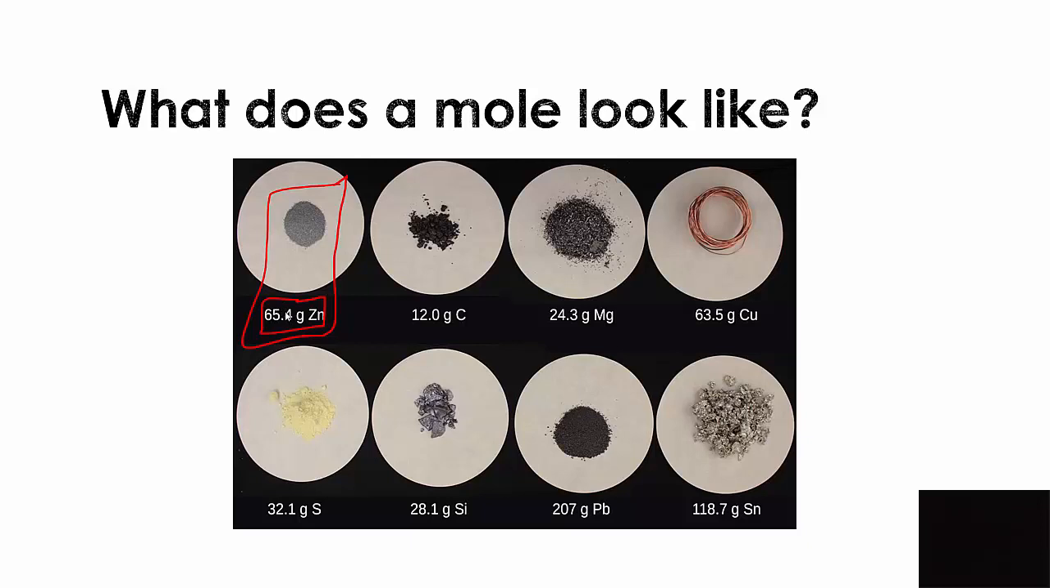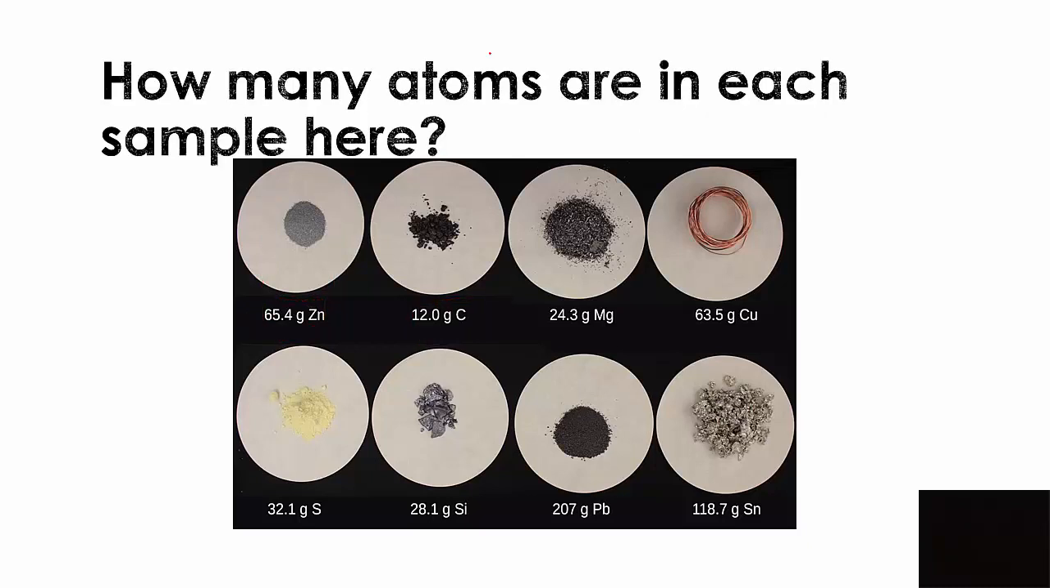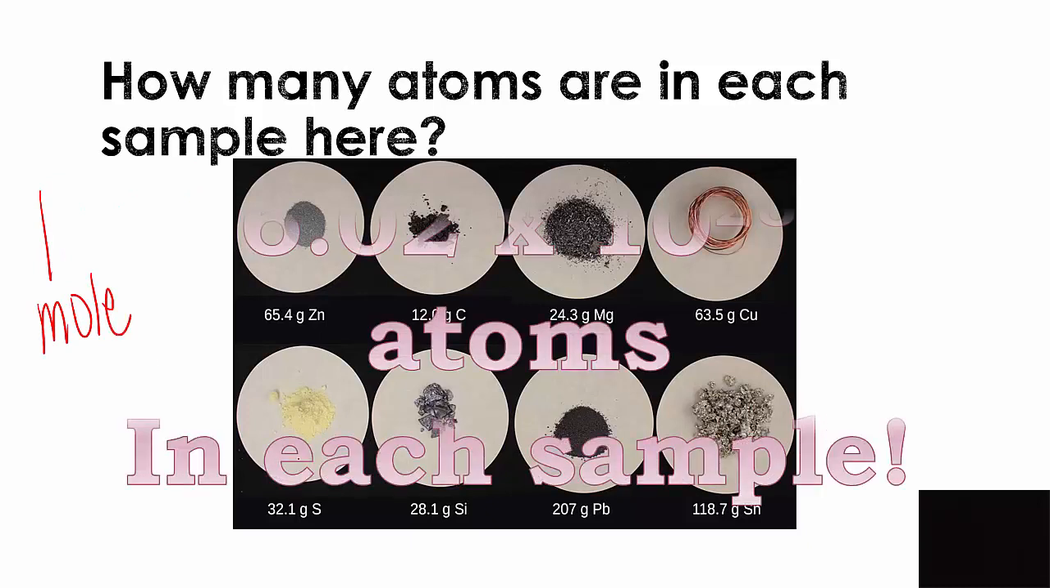Okay, pause for a second and find a couple of these elements on the periodic table. And what you're going to notice is that all of these samples are a mole, and all of them have a mass equal to the decimal number on the periodic table. All right, so all of these samples are a mole. They all have a mass equal to the decimal on the periodic table. How many atoms are in each sample here? This is a big idea. What I want you to remember, all of these here are samples that are equal to 1 mole. And so all of them have 6.02 times 10 to the 23rd atoms in the sample.